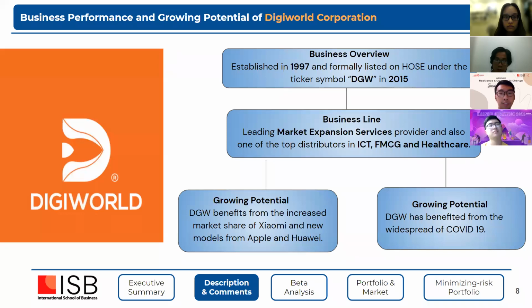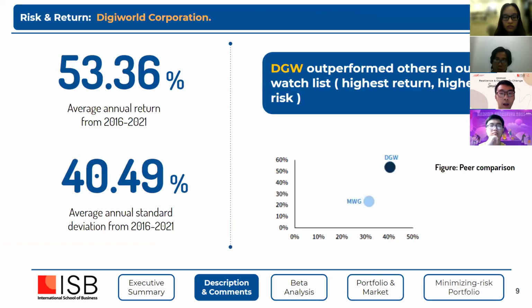About the recent return, the average annual return and standard deviation of DGW from 2016 to 2021 outperformed others in our watch list, because the period 2016 to 2017 witnessed a sad state of the whole ICT sector, and DGW has stepped out of its comfort zone, joining 2 new sectors and becoming the exclusive distributor of some important partners. It also has a higher average annual return compared to its biggest competitor, MWG, and also healthier volatility.